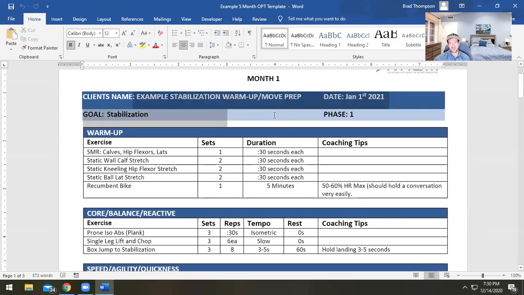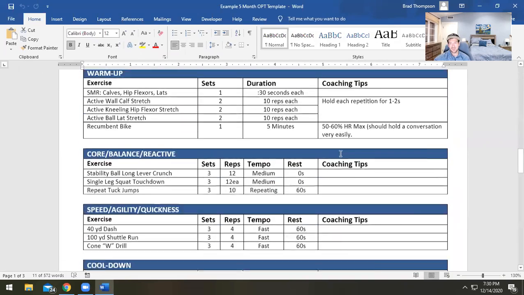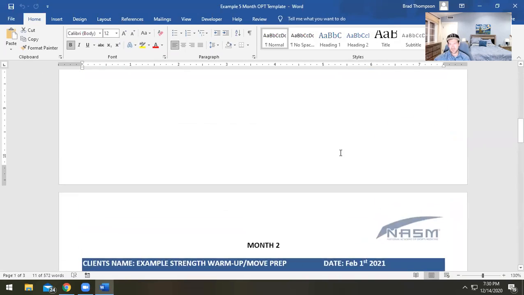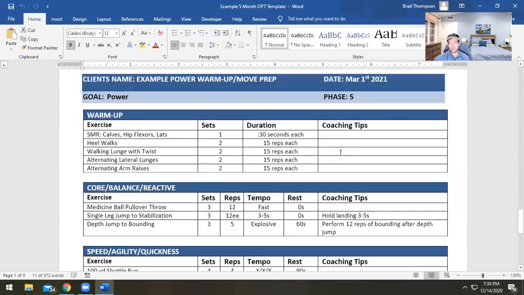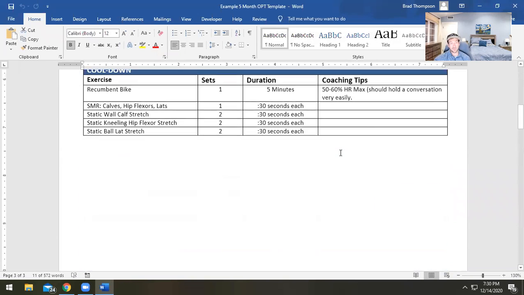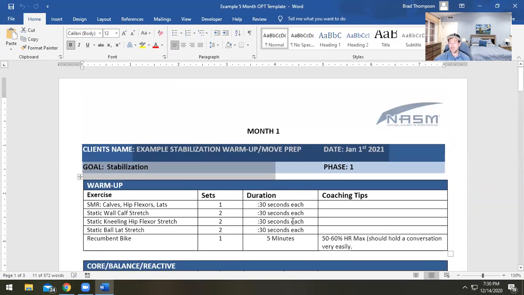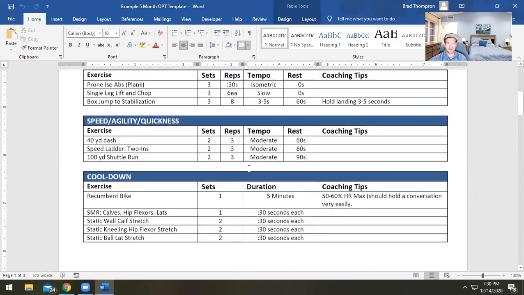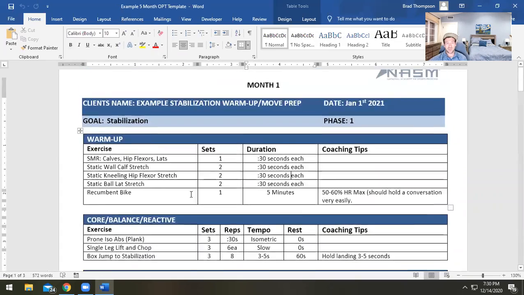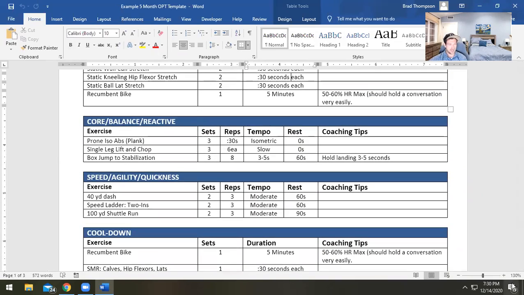Until now, we've had a stabilization phase, phase 1, 2, 3, or 4, and then we skip straight to phase 5. We've done our movement prep. We've done our warm up, right? Well, now we got to kind of make this sort of a 5-month situation here, right? So what we're going to do is we're going to add our resistance section.